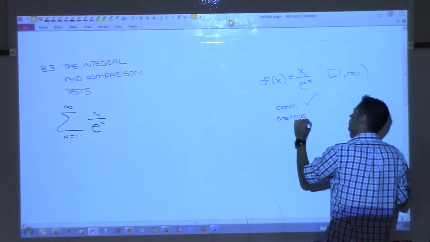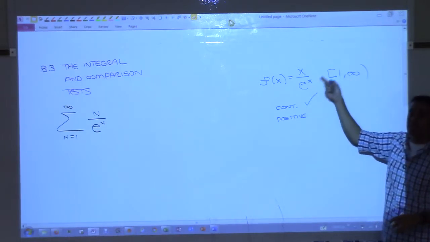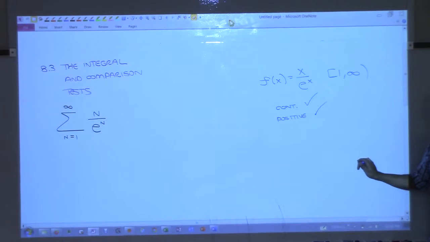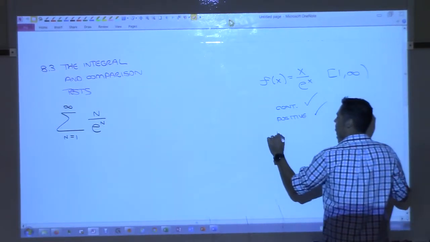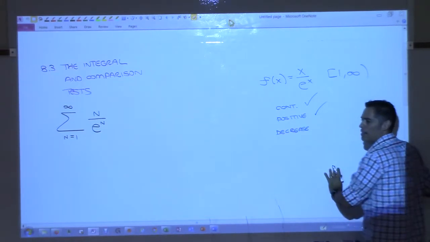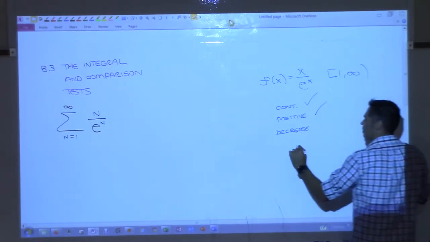Is it positive? Well, we're plugging in positive numbers, right? So positive over e to anything is positive, so that's positive. Next thing, decreasing. This one I might need to look at. Decreasing, I can do that real quick by taking a derivative. What is the derivative of this?